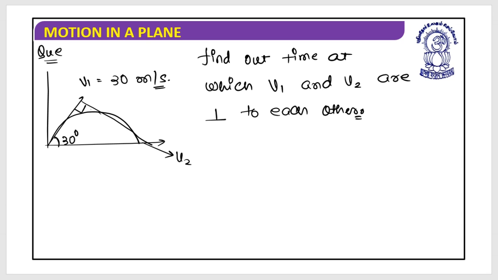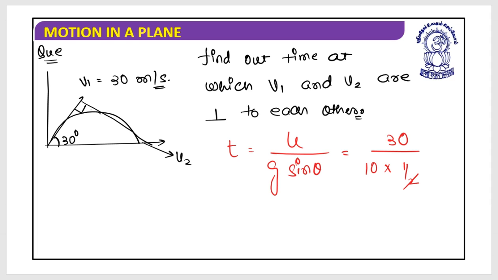At this point you are just going to use the formula and not derive it again. t is equal to u divided by g sin theta. u is 30, g is 10, sin 30 is half. So this is 6, and this will happen at 6 seconds. That's it, you did it. Great job guys.